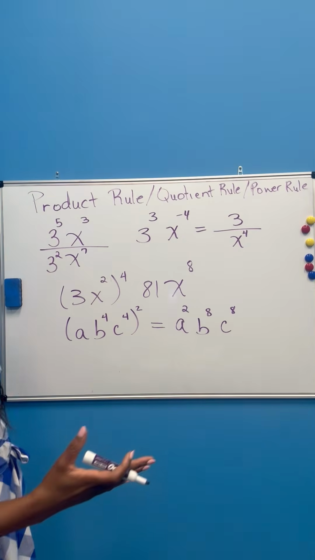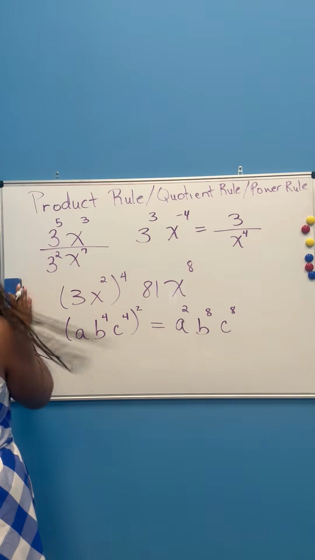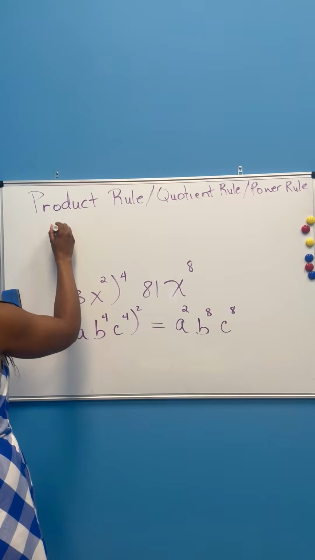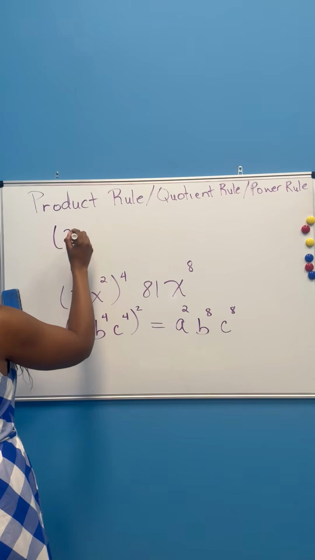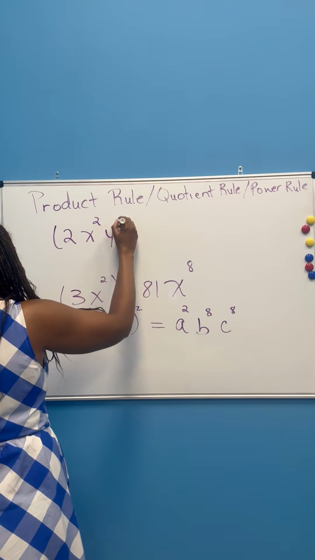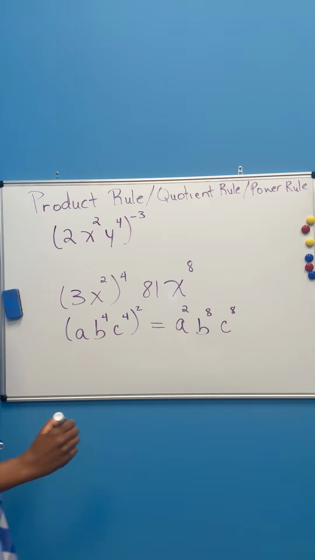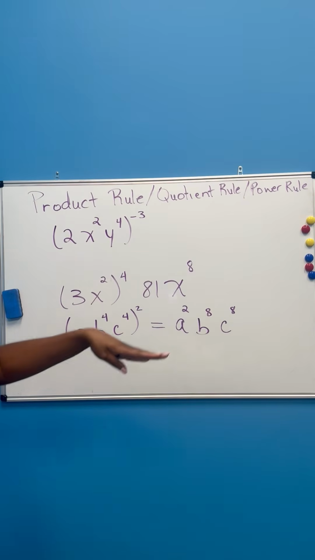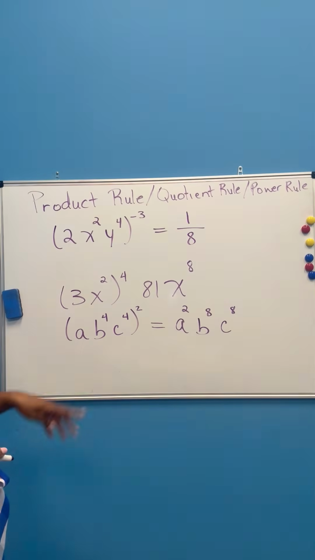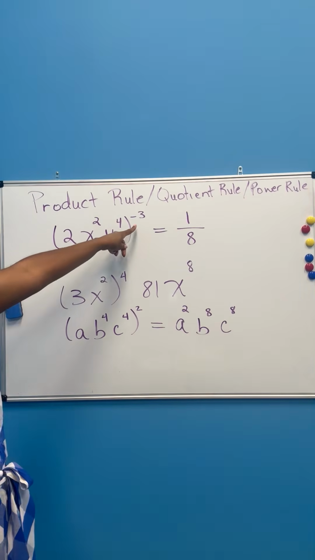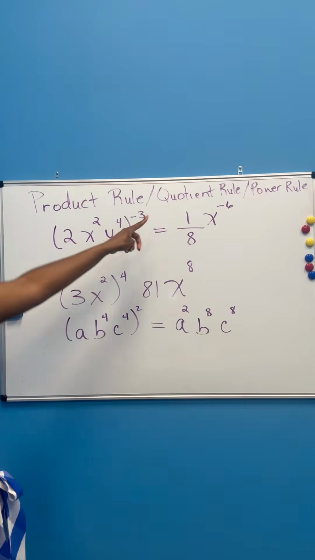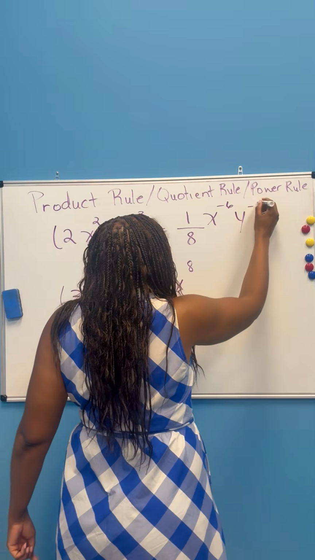And the rule would be, let's try one where it's negative. Okay, let's say we have this raised to the negative 3. So we have 2 to the negative 3, and that's going to be 1/8. And then we have x squared to the negative 3, that's going to be x to the negative 6. And y to the fourth to the negative 3, that's going to be y to the negative 12.